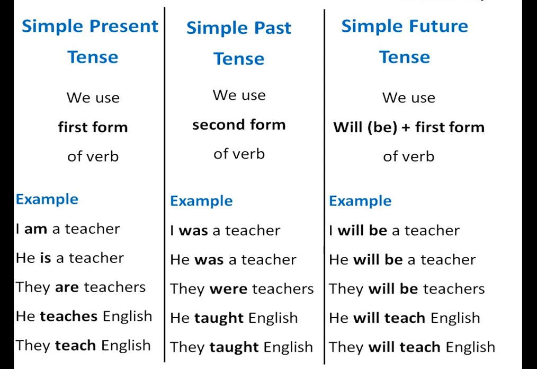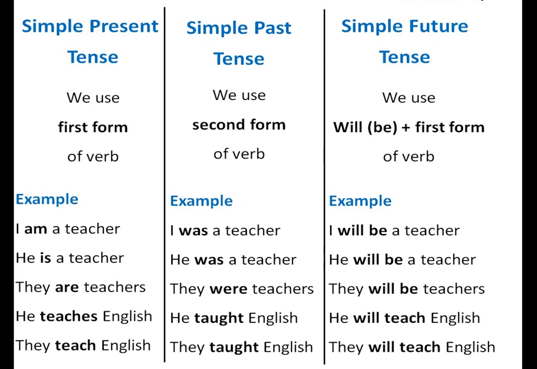In the first example it is given: I am a teacher. He is a teacher. They are teachers. He teaches English. They teach English. This is the simple present tense. Now past means which has happened. I was a teacher. He was a teacher. They were teachers. He taught English. They taught English.